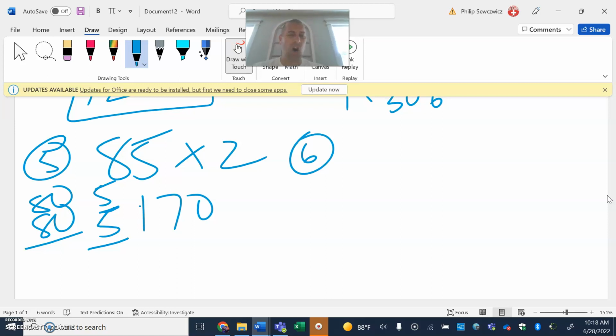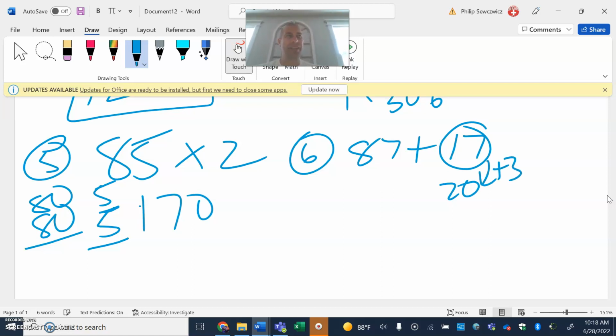How about 87 plus, and let's go after 17. So we are adding here, all right? So a few different techniques to go there, but what I'm going to do is I'm going to use this idea of making it a 20. So there I had to add 3 onto it.